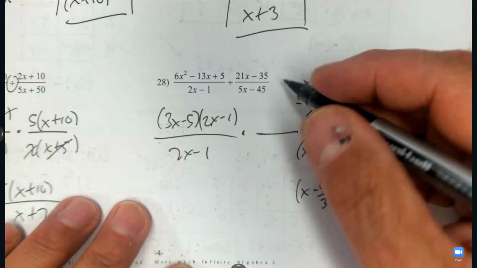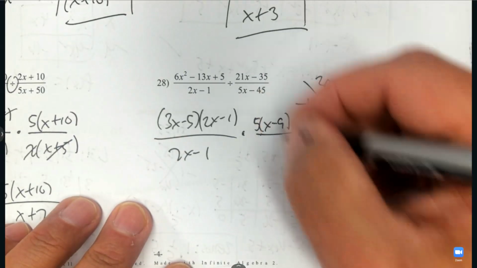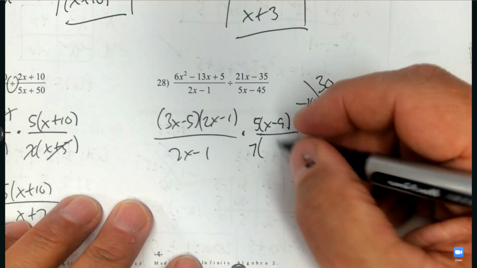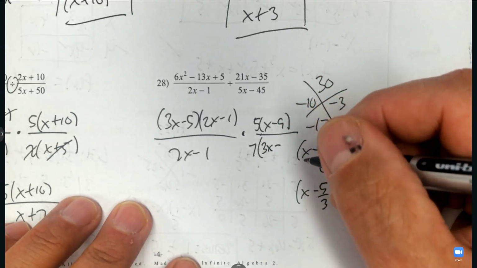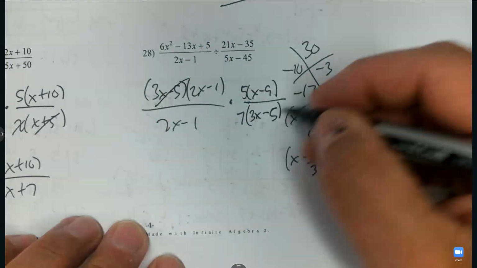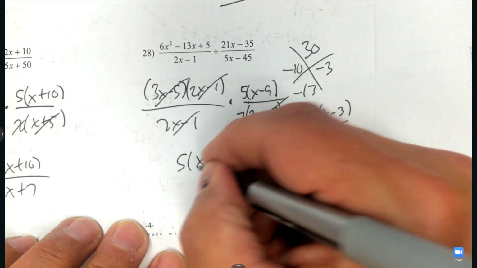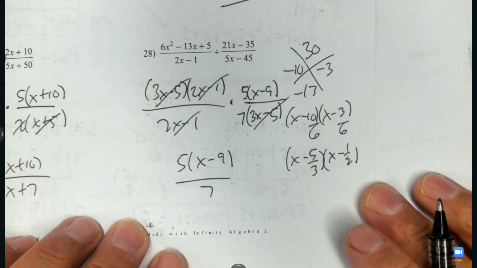Make sure you change it to multiplying. Then I'm going to flip this one. So that denominator, I'm going to factor out a 5, but it goes on top. Factor out a 7, but that goes on the bottom. And then cross out what you can. What you didn't cross out was 5x minus 9 over 7.